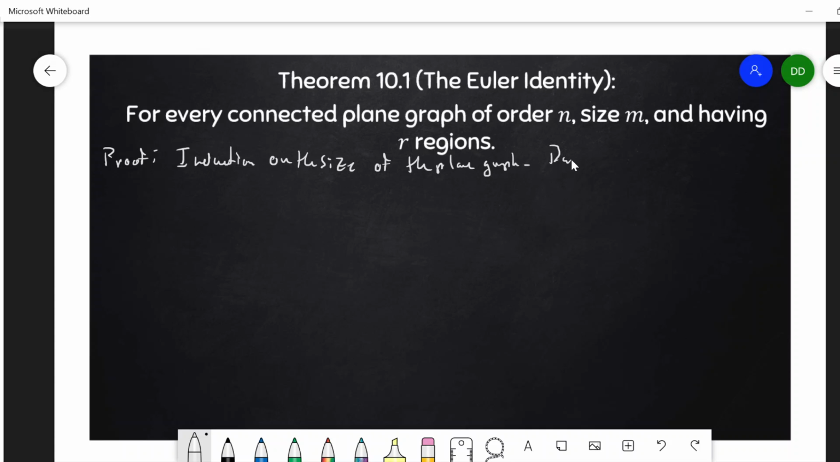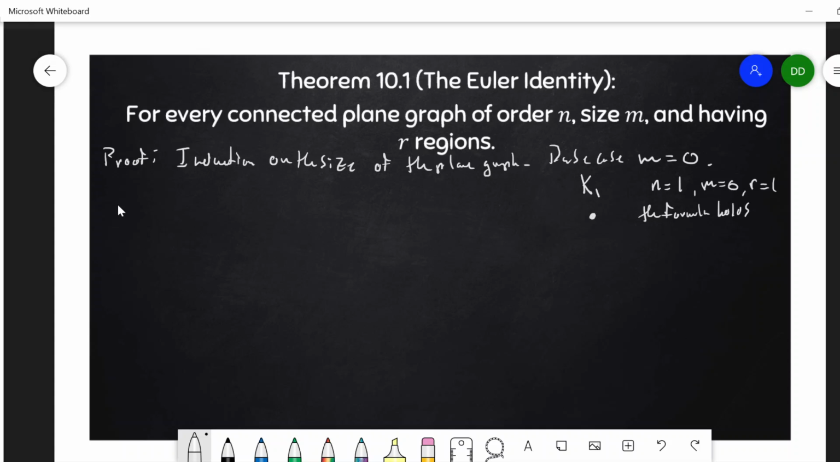So as a base case would be when m is equal to 0. There's only one connected graph with 0 edges, and that's K1. So the base case is K1. It has n equal to 1 vertex. It has 0 edges. And if I draw K1, it just looks like this. There is just one region, the exterior region. So n minus m plus r is 2 here, so the formula holds, or the identity holds, however you want to say it.